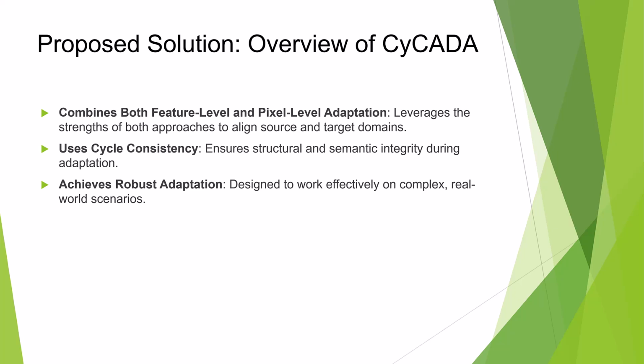CyCADA incorporates cycle consistency to maintain the structure and semantics of data. This means that whether we're transforming images or aligning features, we ensure that the core content remains unchanged. The result is a robust model that performs well, even when faced with complex real-world scenarios where data can vary significantly.